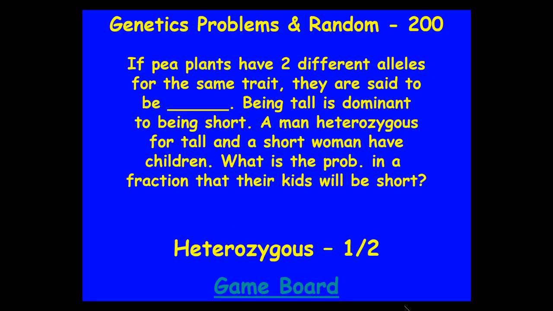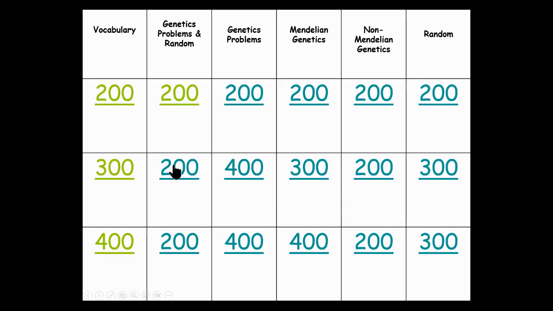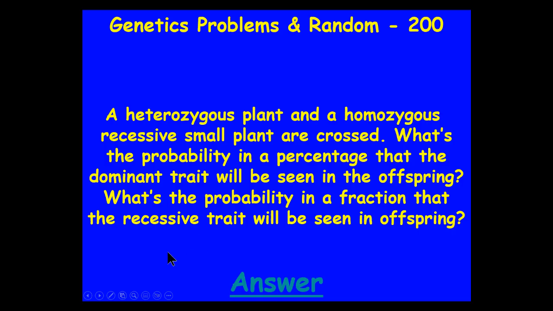All right, here we go. A heterozygous plant and a homozygous recessive small plant are crossed. What is the probability in a percentage that the dominant trait will be seen in the offspring? What is the probability in a fraction that the recessive trait will be seen in the offspring?